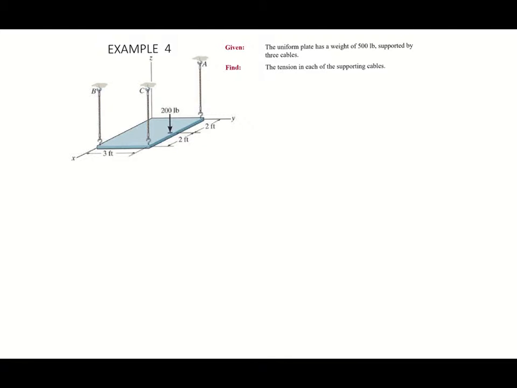Problem, we will solve the example number 4 of chapter 5, equilibrium of rigid bodies in 3D. First of all, what we like to know is that we have a uniform plate that has a weight of 500 pounds supported by 3 cables, and we want to find the tension in each of those cables.